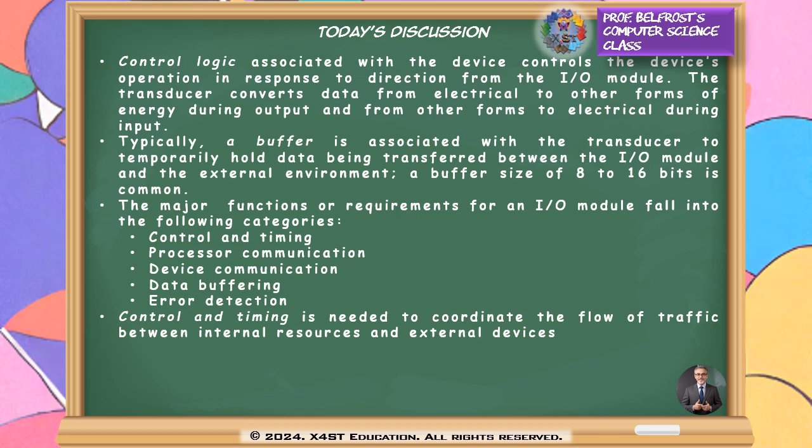There are some major functions or requirements for an I/O module, which fall into these five categories. The first one is control and timing. The second is processor communication. The third is device communication. The fourth is data buffering. The fifth is error detection. Let me explain one by one. For the first one, control and timing, it is needed to coordinate the flow of traffic between internal resources and external devices.